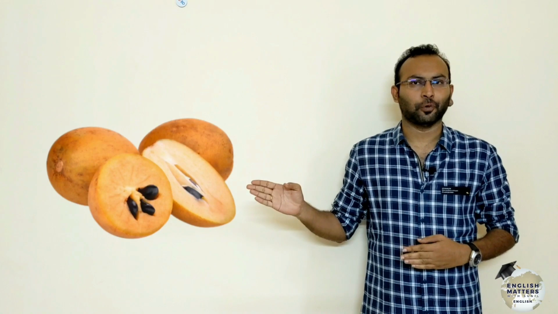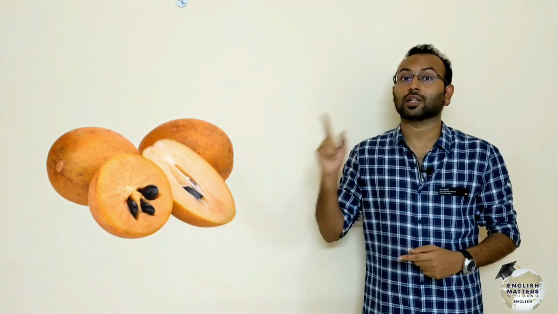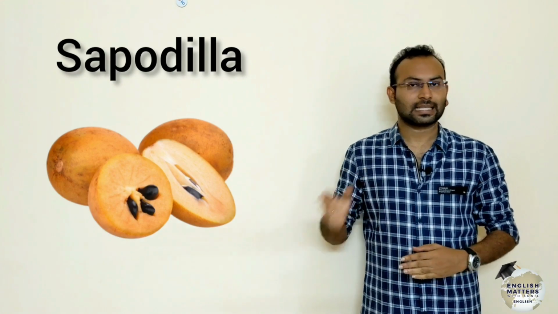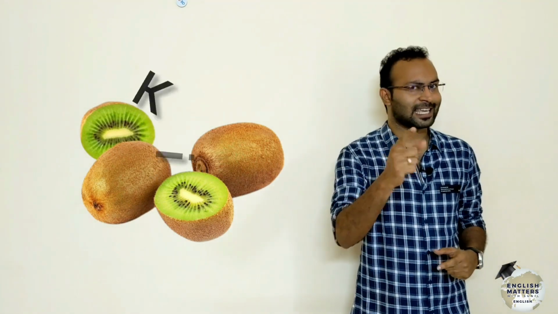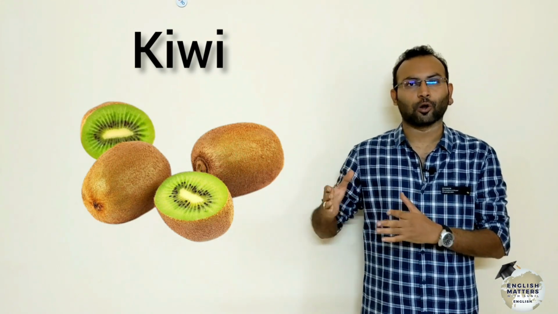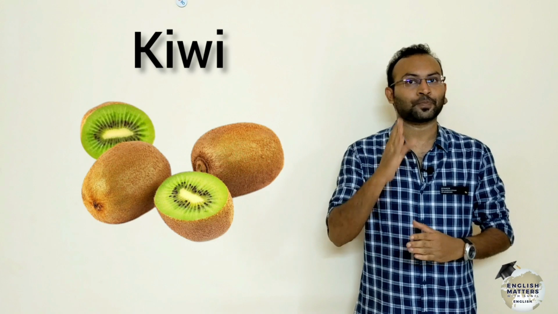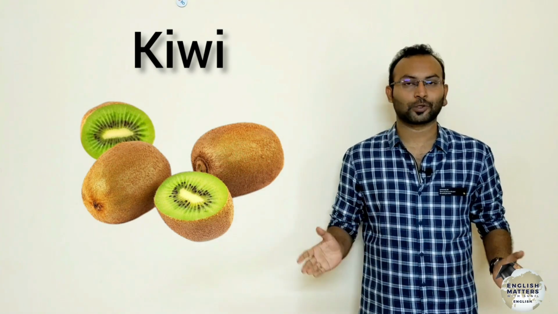Here comes a fruit which is commonly eaten by all of us. It is called sapodilla. And there's another fruit which looks like sapodilla, but when you cut it, it looks green in color. That is kiwi. You're right. So kiwi and sapodilla look almost similar from outside. But the taste is totally different and the color inside is also different.